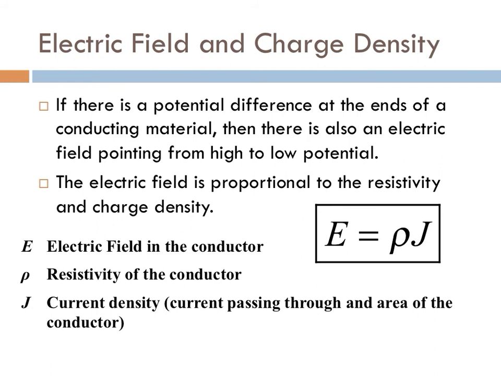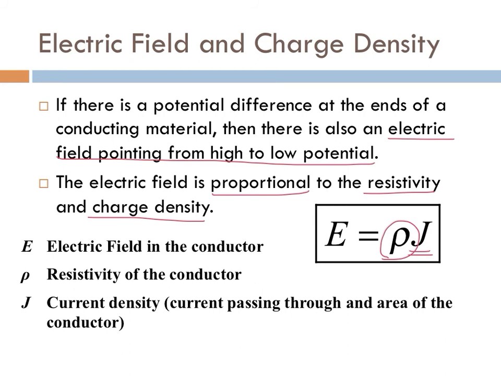And finally, we're going to look at electric field and charge density. Now, we said if there's a potential difference at the ends of a conducting material, then there's also an electric field pointing from high to low potential. The electric field is proportional to the resistivity, which is our rho, and current density, which is our J. So E, which is our electric field in the conductor, is equal to rho times J.